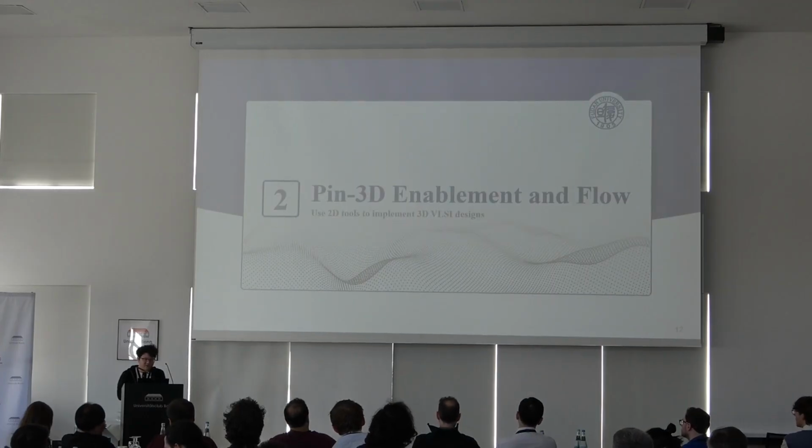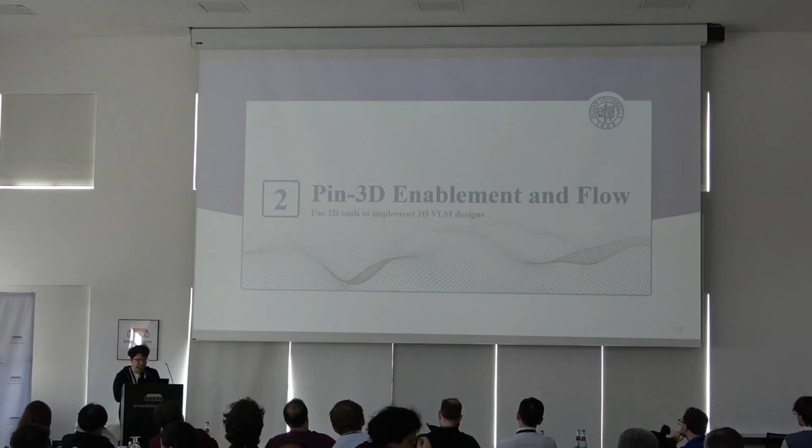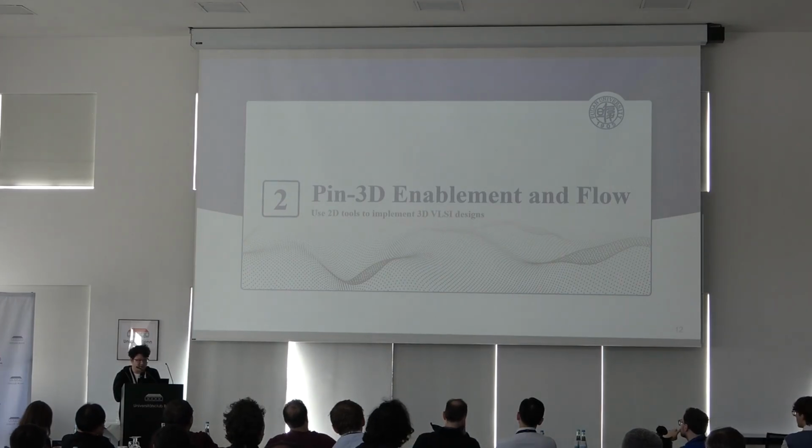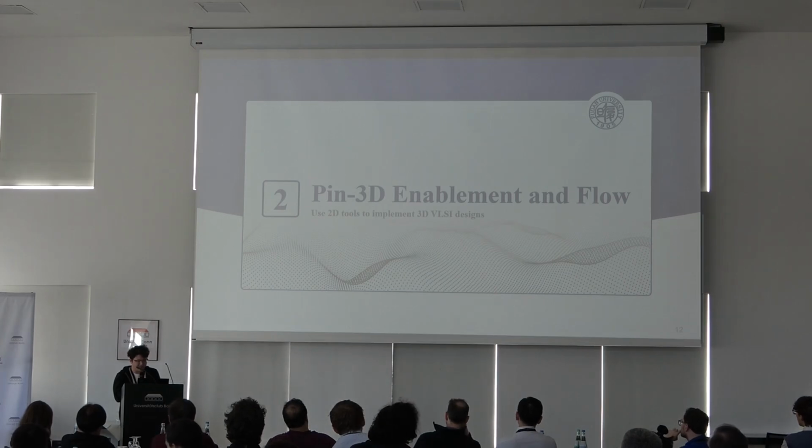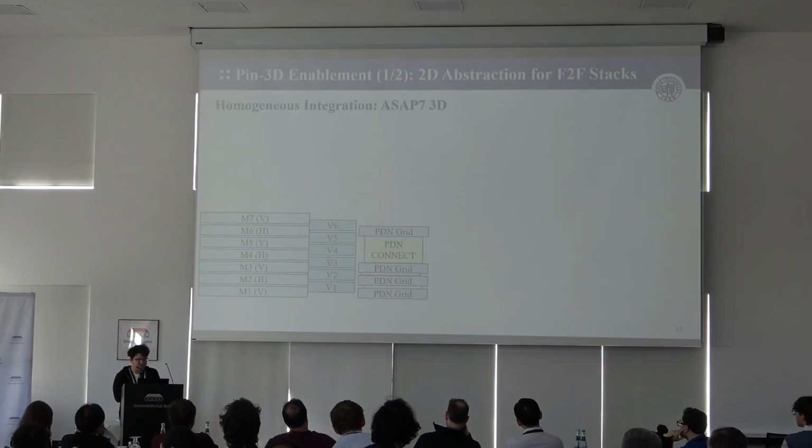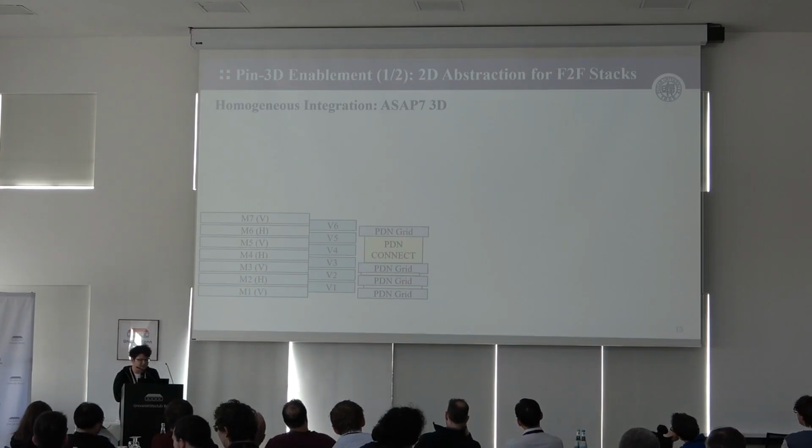So with this backplane in place, I will now move to the 3D part of the talk, Pin-3D enablement and flow. This serves as a concrete example of how the Rosetta Stone 2.0 plugin flow concept can be used in practice. This slide introduces the key idea behind our unified 2D abstraction for face-to-face 3D stacks.